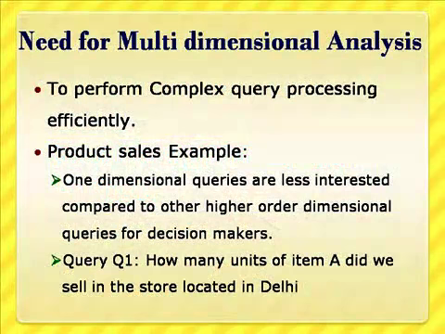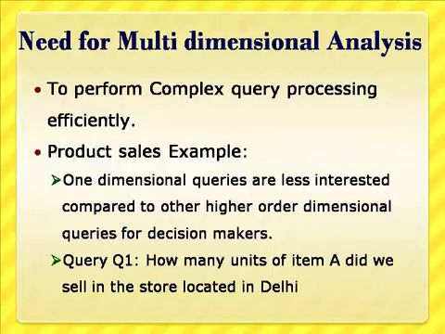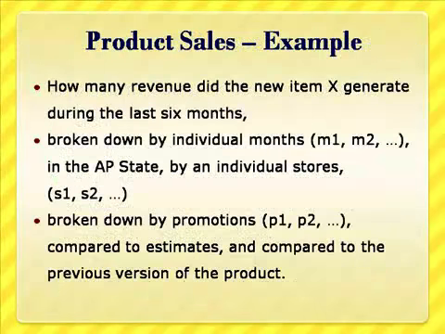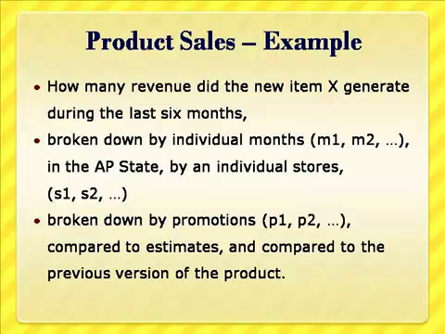Need for multidimensional analysis. Generally, consider one-dimensional queries, for example, how many units of item A did we sell in the store located in Delhi? This type of query will never give any satisfaction for decision makers compared to the other query shown on the slide. The other query is how much revenue did the new item generate during the last 6 months, broken down by individual months in the state of Andhra Pradesh, by individual stores, broken down by promotions, compared to estimates and compared to the previous version of the product. So if you see this query compared to the first query, it is quite complex.